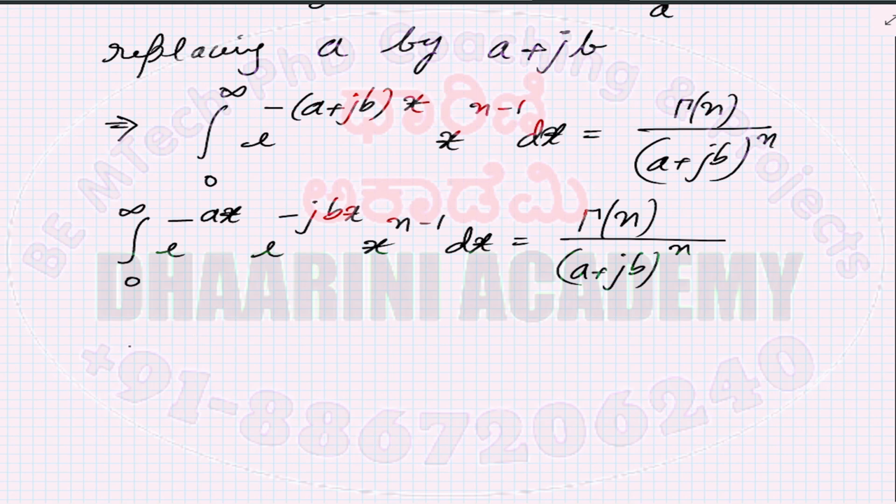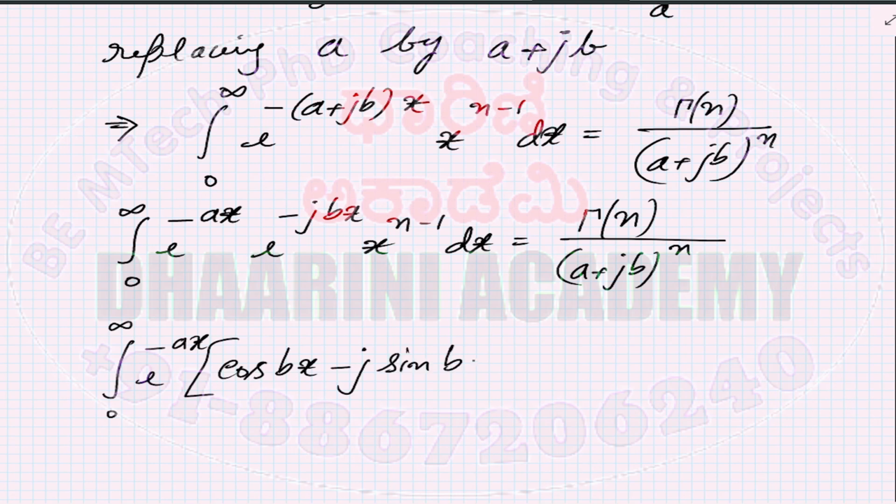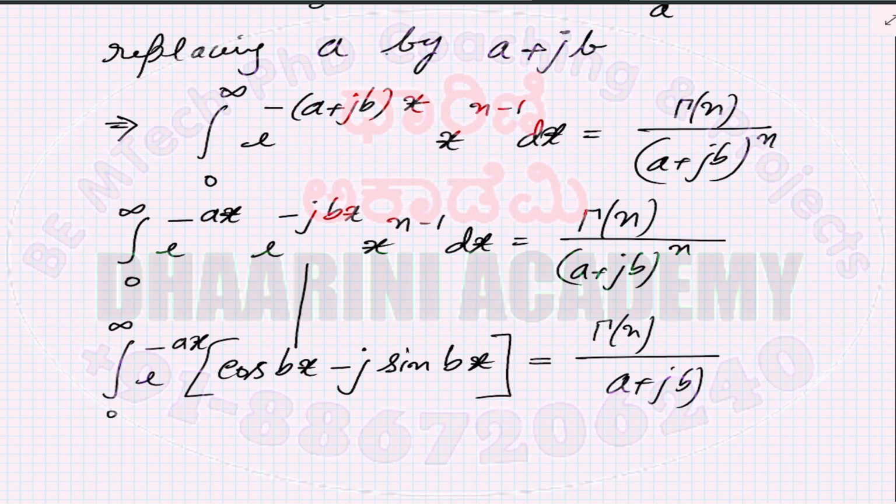So that means this is the integral from 0 to infinity. We'll keep the e to the power minus ax as it is, but e to the power minus jbx is nothing but cos bx minus j times sine bx. This is the substitution for e to the power minus jbx. Now the right hand side we will not modify. The right side remains as it is, that is gamma n divided by a plus jb to the n.